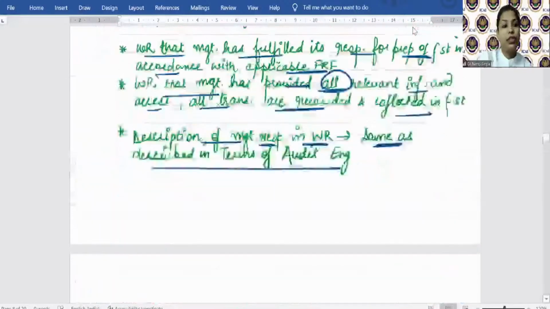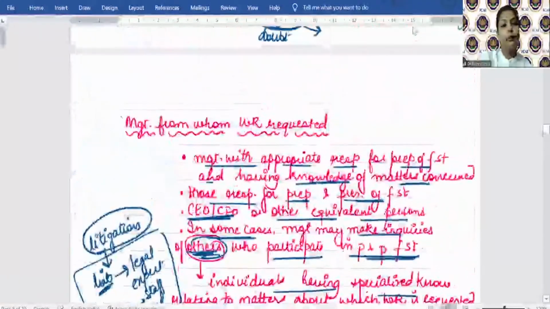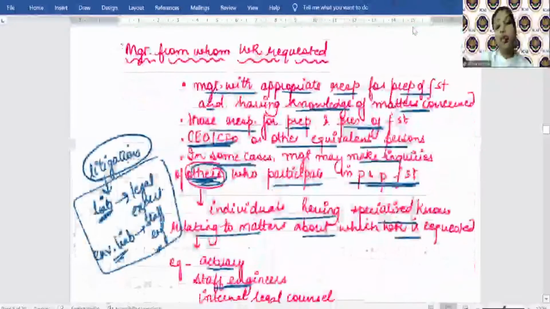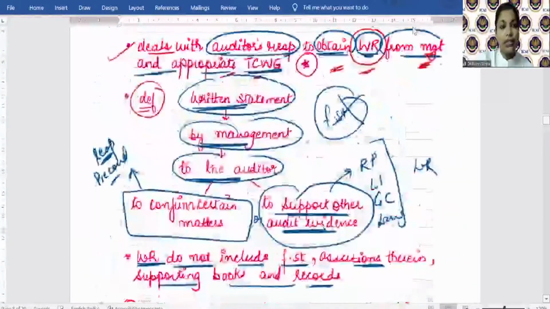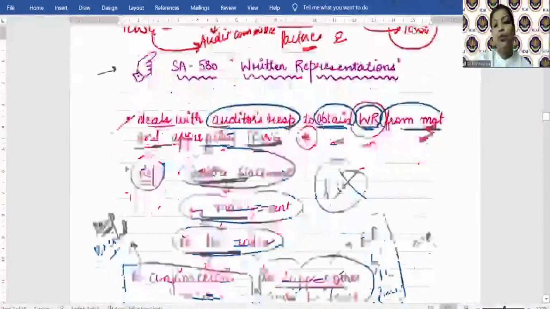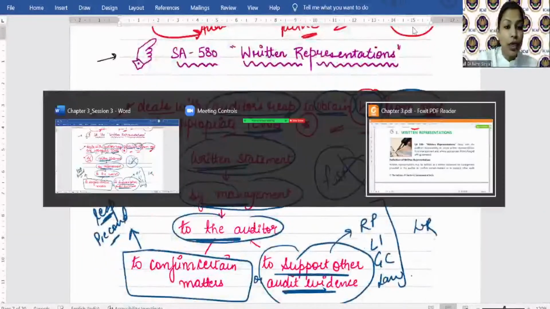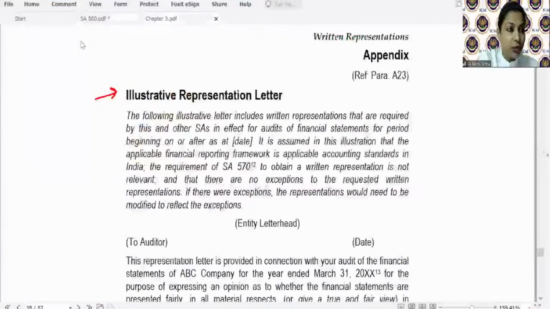Or you may get a question that from whom the management may request the written representation, okay? Or you may get an MCQ, you may get true false, okay? Now before taking you through the module, let me take you through one of the sample written representation letters.